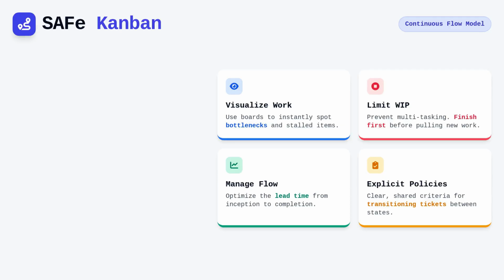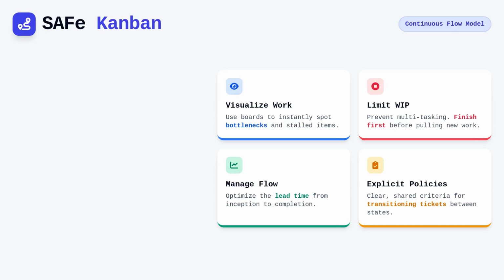By visualizing the workflow on a board, the team can immediately identify where bottlenecks are forming and why work is stalling. Limiting work in progress is the most critical aspect, as it prevents multitasking and forces the team to finish what they have started before pulling in new items.